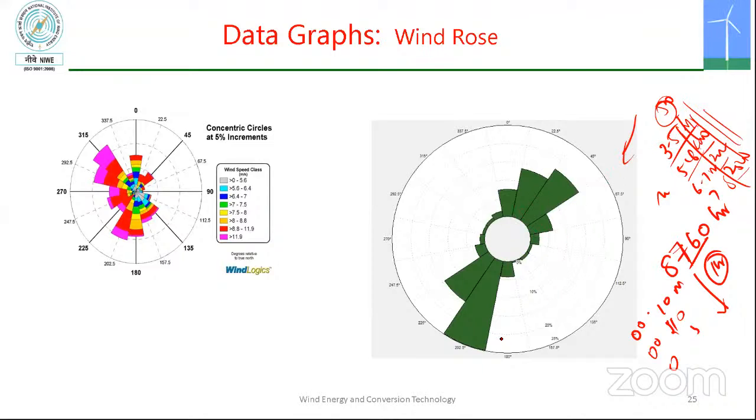This is called a wind rose, showing the direction in which the wind is blowing. Here, the predominant wind direction is southwest, and the other direction is northeast. That is the information it gives, and also the percentage of time the wind blows in a particular location. For example, this circle shows 10% of the time this much wind speed is there, and 20% of the time this much wind speed is there. So this is the color code.